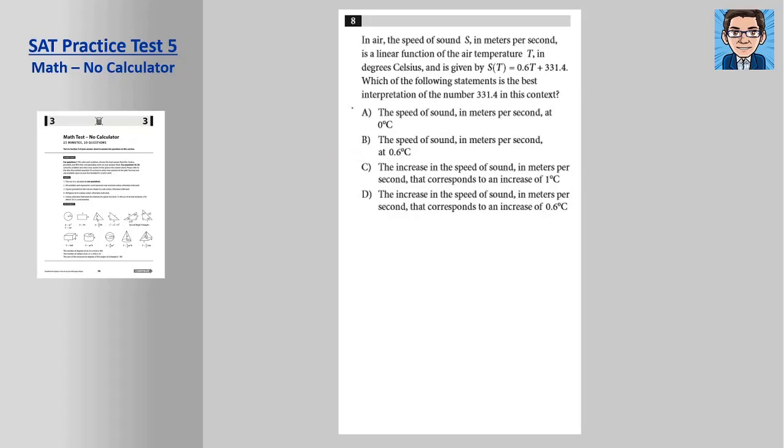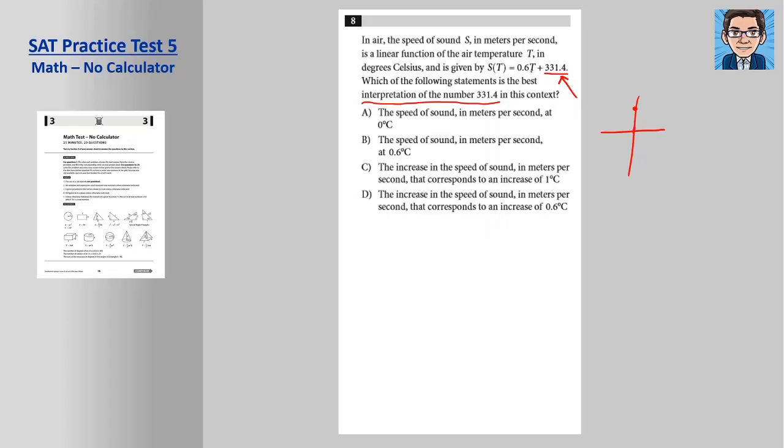So we've got an equation here that has to do with the speed of sound, S, and the air temperature, T, and it's asking us for the interpretation of the 331. So in any linear equation, the constant is going to be where the variable is equal to 0. So if you look at that graphically, it's the y-intercept. So the y-intercept is going to be where your x equals 0.